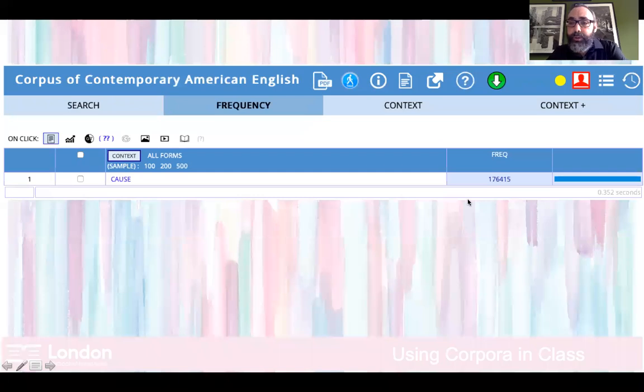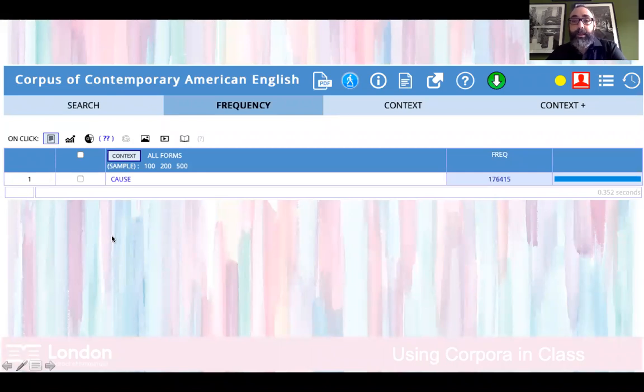And what information can you see here? The most important one is this one, frequency, okay? It tells you that it has appeared well over 170,000 times, okay? Which tells you that the word cause is an incredibly frequent word, okay? So this is the first thing you can see here. So if you want to see how frequent one word is, you can see it here and you can check whether it is frequent or not.